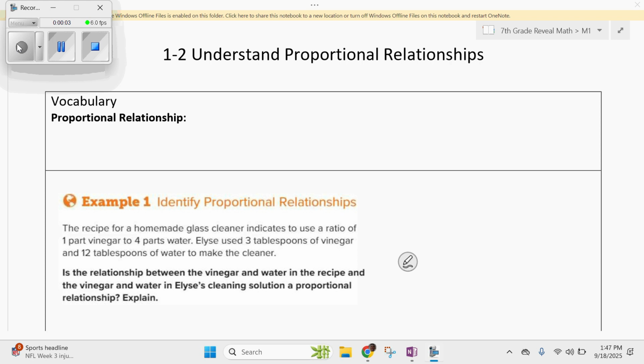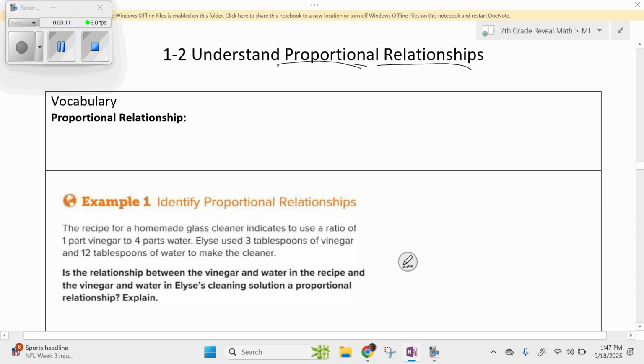Here we go, everybody. All right, we learned this special phrase right here. And that was giving some sort of longer, complicated phrase to explain a really simple concept. Okay, when you have two countable objects, we call them quantities, that relate in a special way and that relate as equivalent ratios all the time, then we have what's called a proportional relationship.